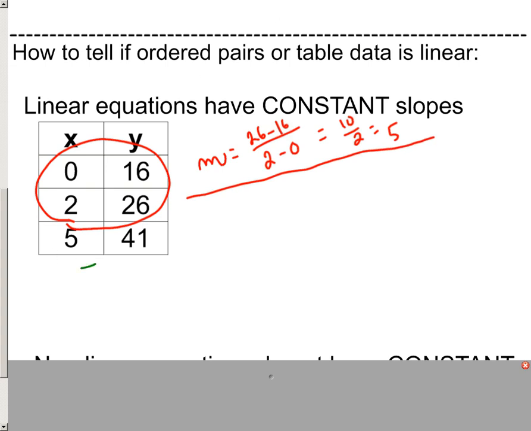I'm going to draw a line right there just to kind of keep that separated. Now, what's going to happen now is I'm going to say, how about I find the slope between these 2 points? If this is linear, I will get 5 again. If I get anything other than positive 5, it's not linear.